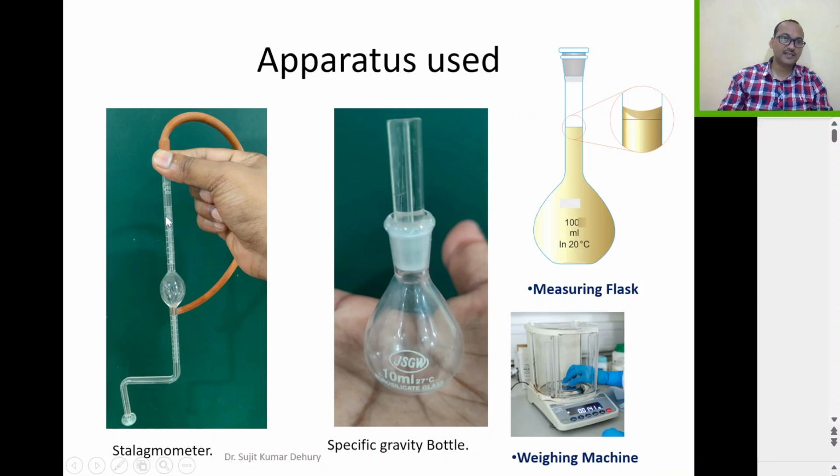And here, as you can see, here is the mark, and here at the bottom also is a mark. So this is labeled as A, and this is point B in the Stalagmometer.